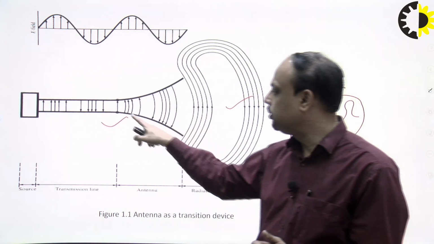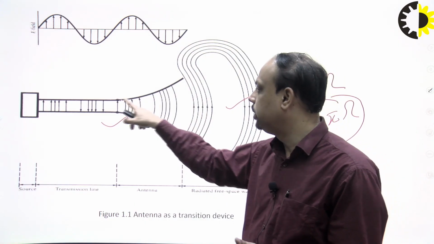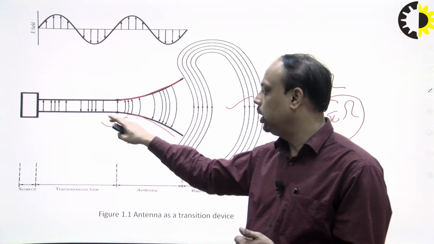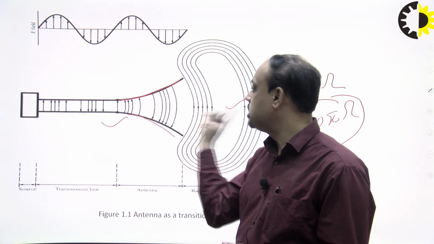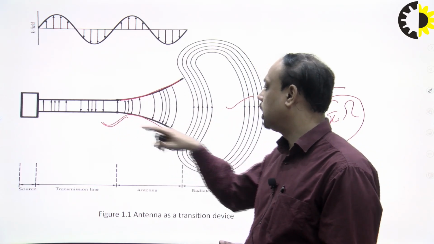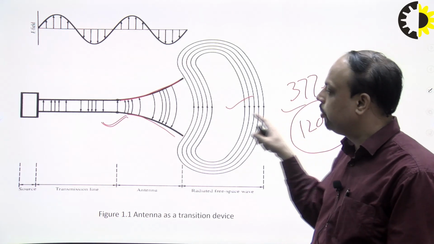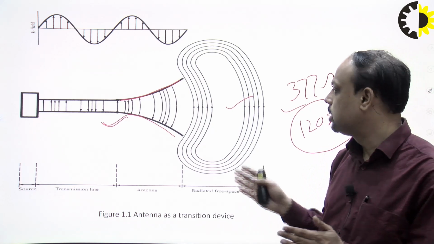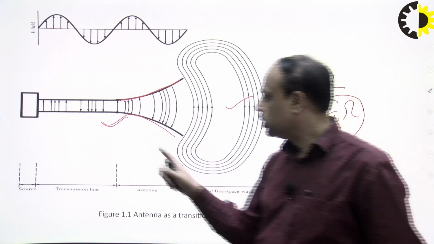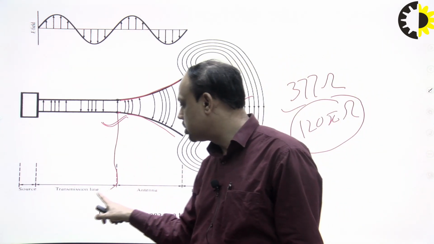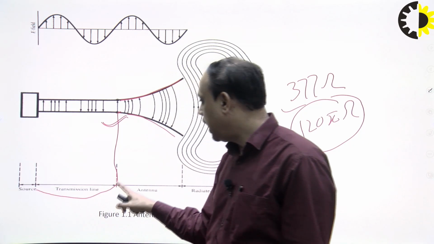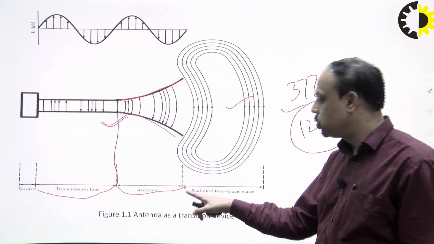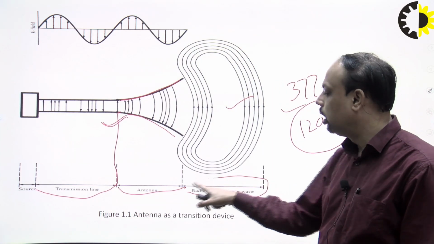So by this flaring up of the transmitting media, we want to achieve impedance matching from the transmission line to the free space, and this flaring up increases the impedance and the wave is going to be transmitted. So the part up to this is known as the transmission line, and the flaring up part is known as the antenna, and this is the actual radiation radiating into the free space.